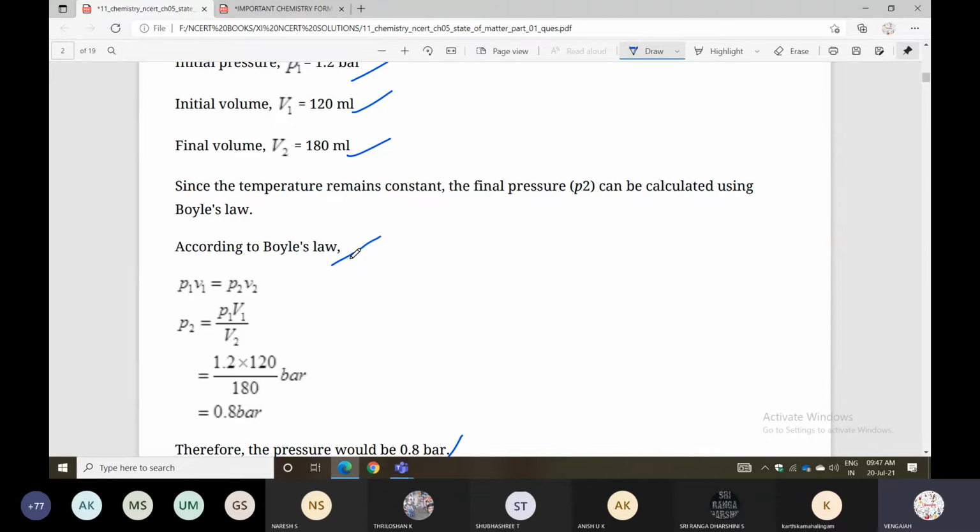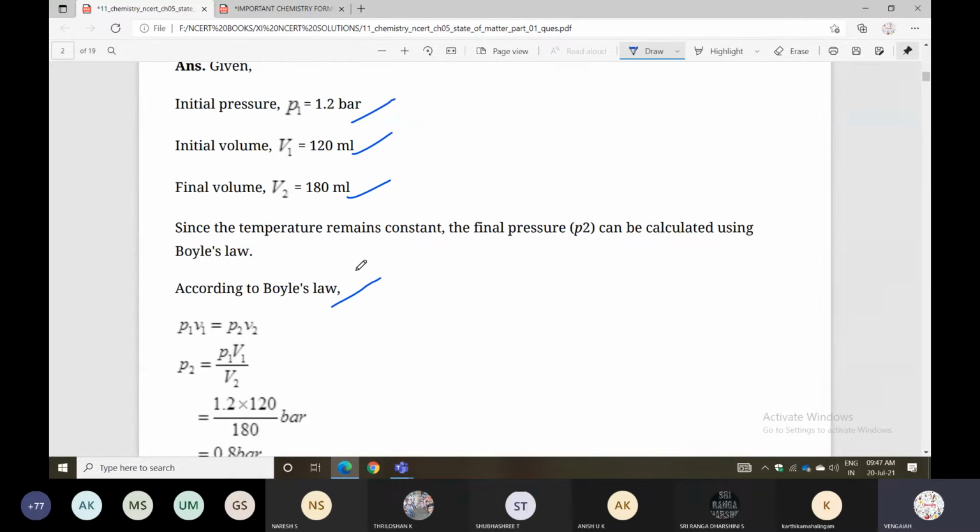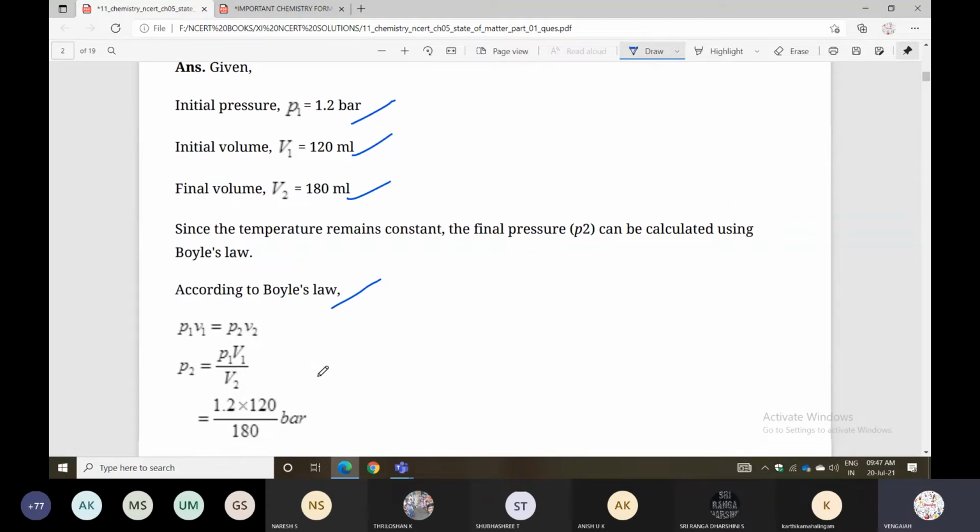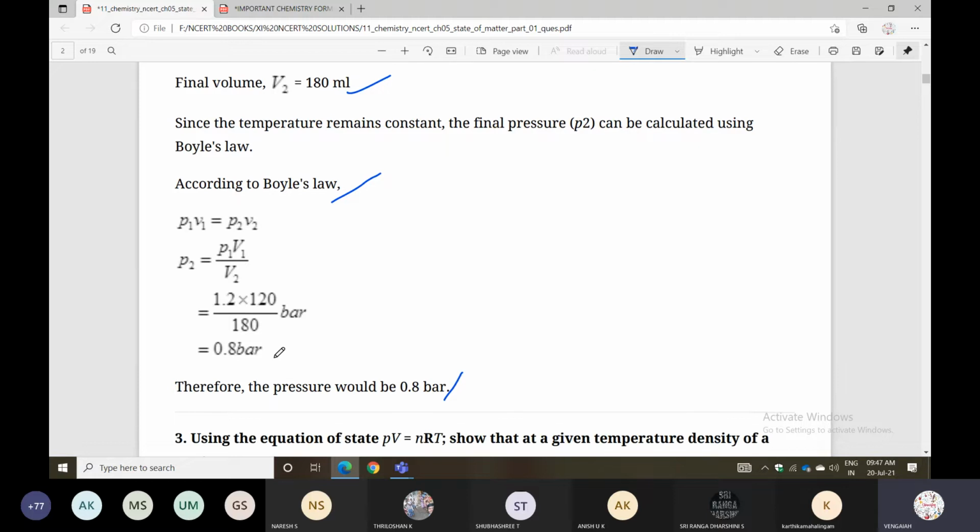In the previous question what was done? Pressure only. This question is also about pressure, but the values are different. In the previous question V2 was less, but here V2 is more. So when volume increases, pressure decreases. You can substitute all the values and calculate. P1 is 1.2, V1 is 120, V2 is 180. Then what is the pressure?